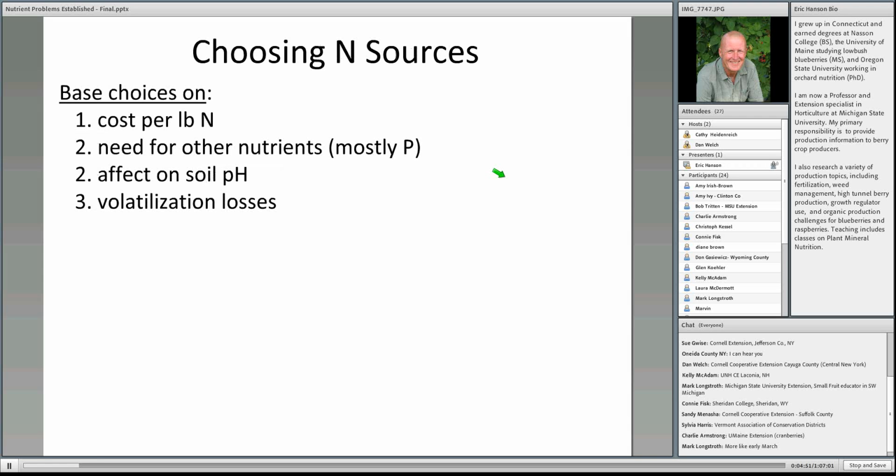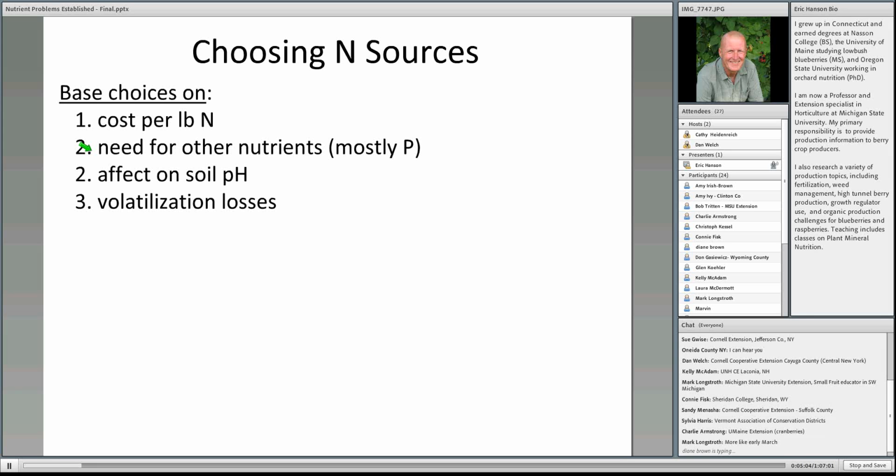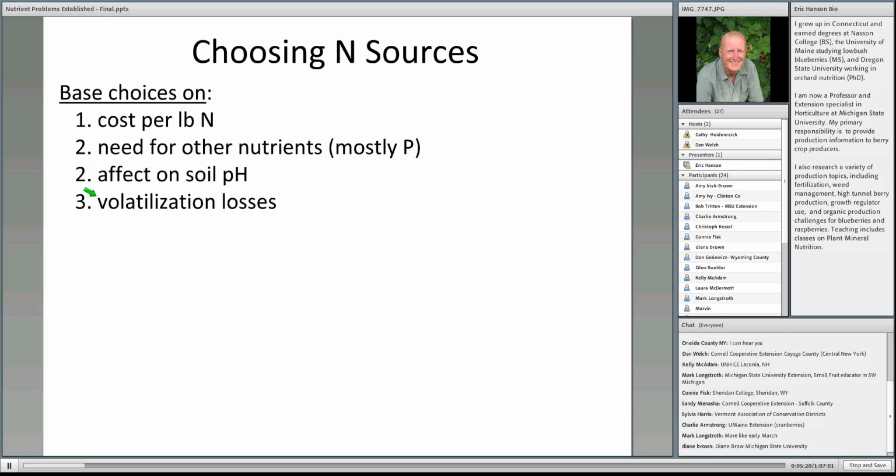So choosing these sources is indicated first by cost per pound of nitrogen. Secondly, whether there's a need for additional nutrients. So the primary issue there is phosphorus. So that would be a reason to choose ammoniated phosphates, monoammonium or diammonium phosphate. Whether you want to change soil pH and in which direction, and then also volatilization losses.